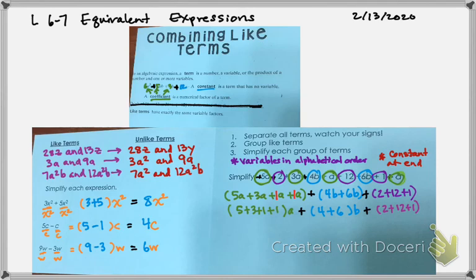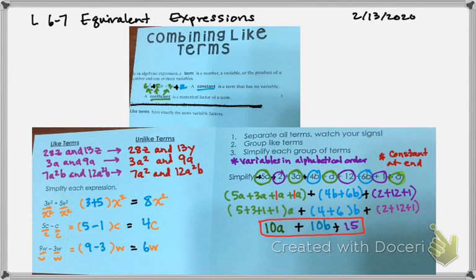So then we do the math, and we end up with 5 plus 3 is 8, plus 1 is 9, plus 1 is 10, so we have 10a. And then with the b's, we have 4 plus 6 is 10 and the b. And then we add up the constants, and we get 2 plus 12 is 14, plus 1 is 15. So my answer, when I simplify, combining the like terms, was 10a plus 10b plus 15.